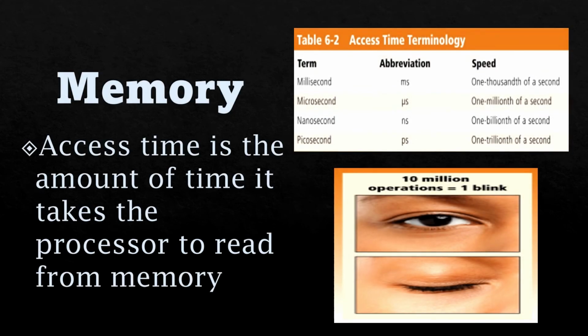Access time is the amount of time it takes the processor to read from memory. Computer access time is commonly measured in nanoseconds or milliseconds, and the lower the time, the better or faster the computer should perform.